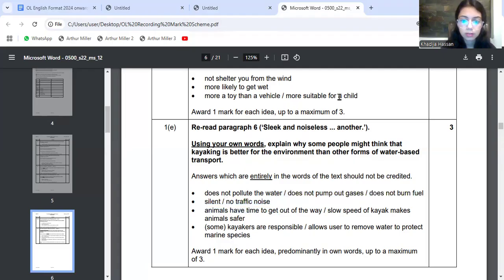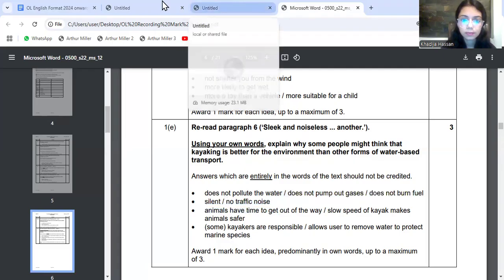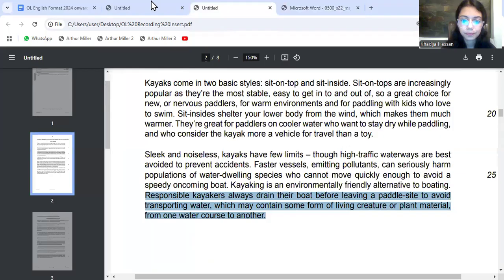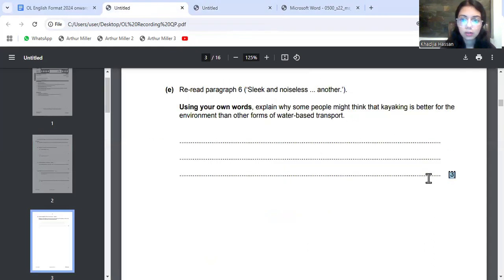You guys can write that as well. Noiseless kayaks, right? All right, and writing those 3 in your own words should get you your marks, right?